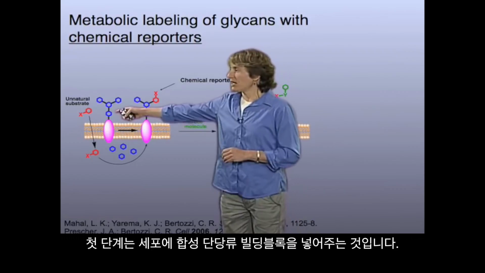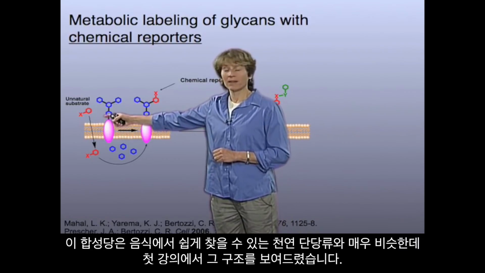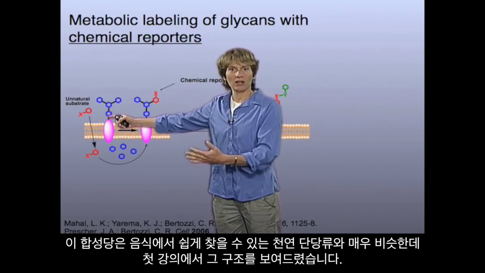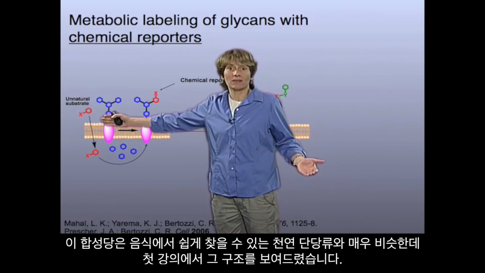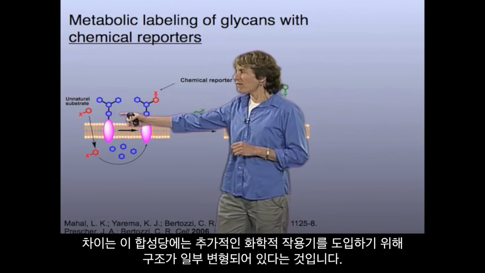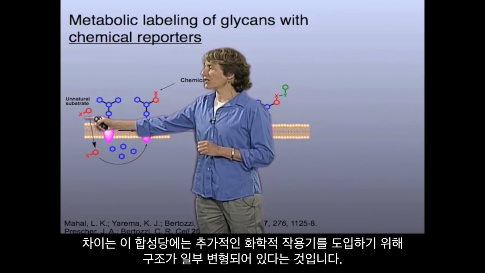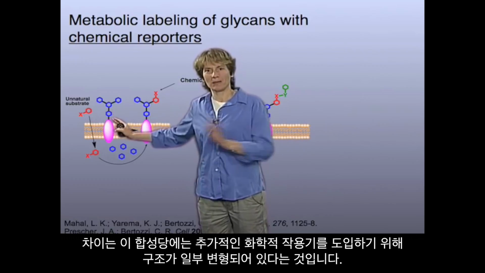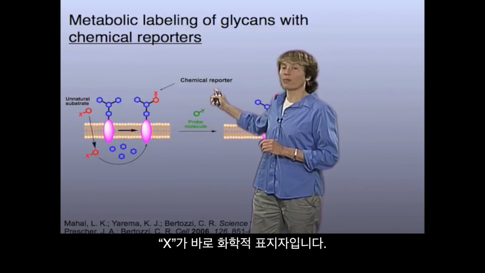The first step is to feed cells a synthetic monosaccharide building block. Now, this synthetic sugar looks very much like one of the natural monosaccharide building blocks that you might find in foods that you eat. And I introduced those structures in my first lecture. But the difference is that we've altered the structure of this monosaccharide building block to introduce a chemical functional group X. And X is just generic for now, and in a minute we'll get to what that is. But X is what we call the chemical reporter.